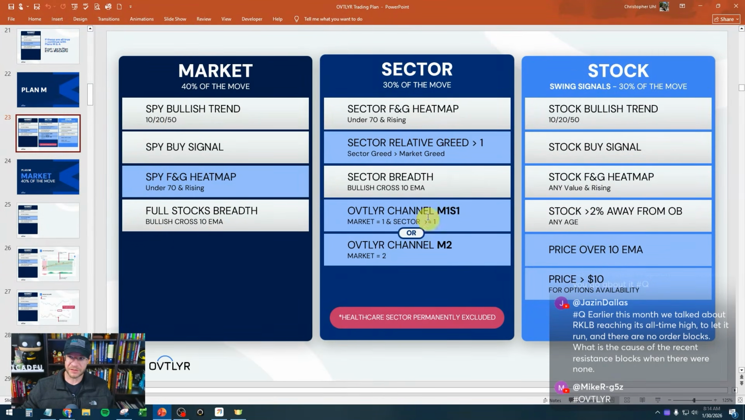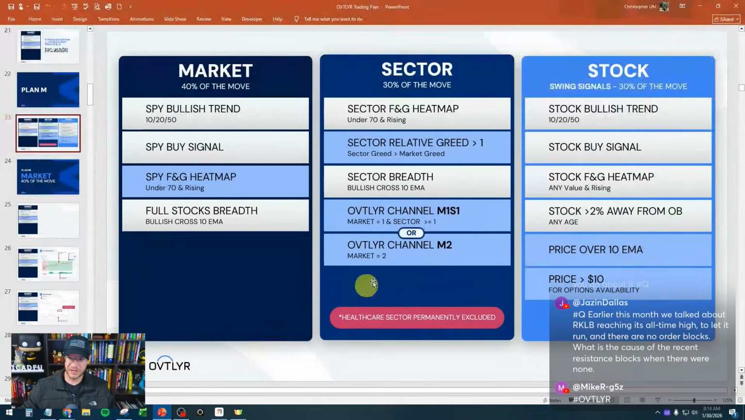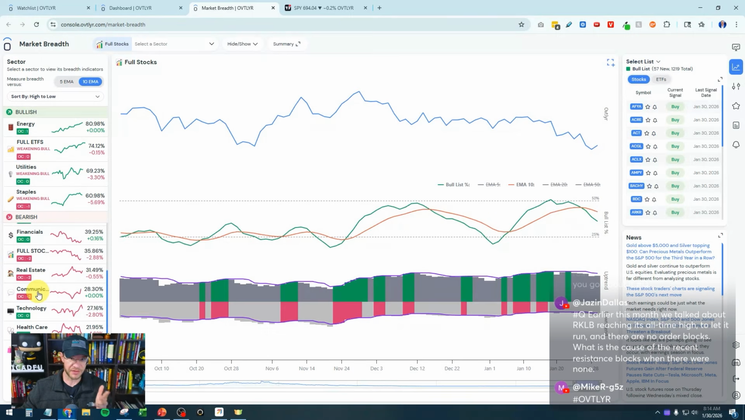I would be looking first at the OVTLYR channels. That's exactly what we talked about down here. This is the OVTLYR channels. If it had both more uptrends and less downtrends, that's a market score of 2. So you can take any sector at that point. If it is a market score of 1, you want to make sure the sector has a score of at least 1. And over here on the left-hand side, we make it super easy because we actually show you the score of those. So for example, financials has a score of 0. Energy has a score of 1.